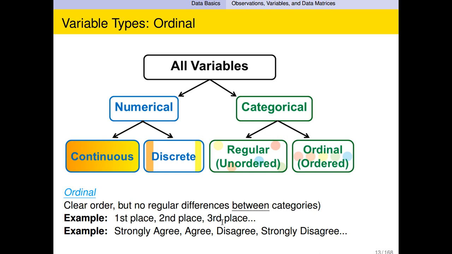Now, a true numerical system, you would automatically know what the gap between each of the symbols meant. The gap between 1 degree Celsius and 2 degrees Celsius, you know how big that gap is if you look some things up. But the difference between first place and second place, or third place and fourth place, it's not clear what that gap is. But it is clear that first place is faster than second place in a race, and second place is faster than third place. So Likert scales are the classic example of ordinal.